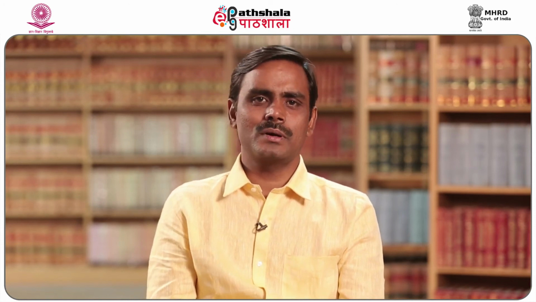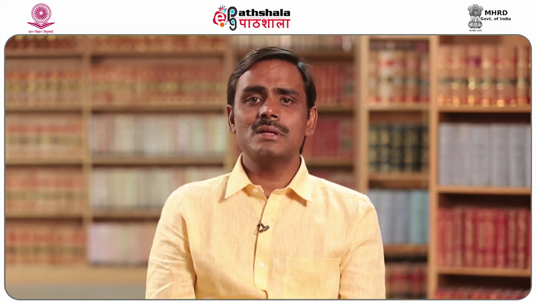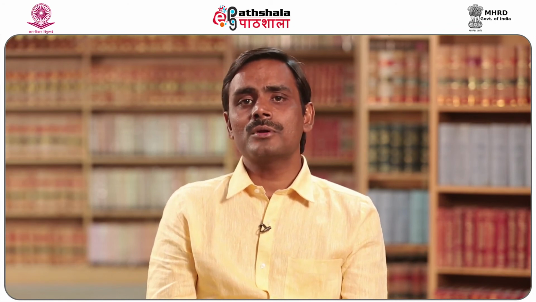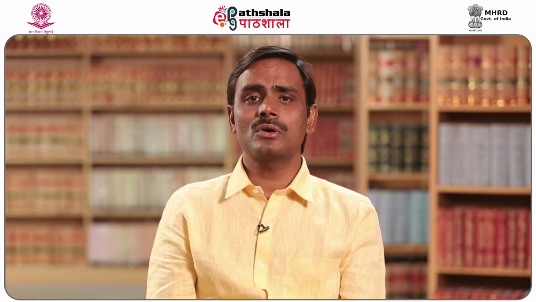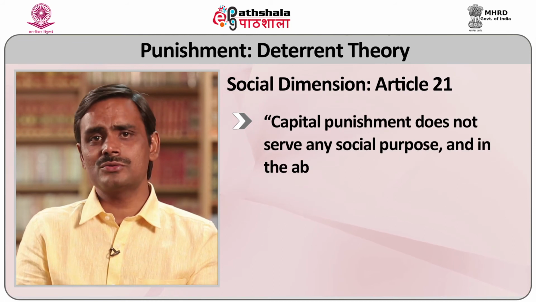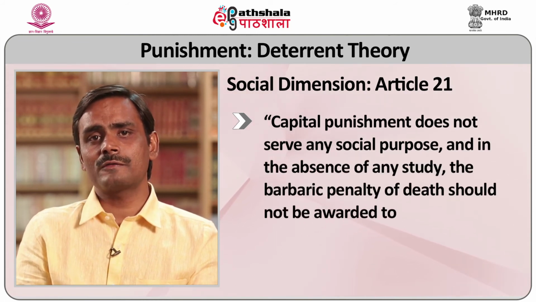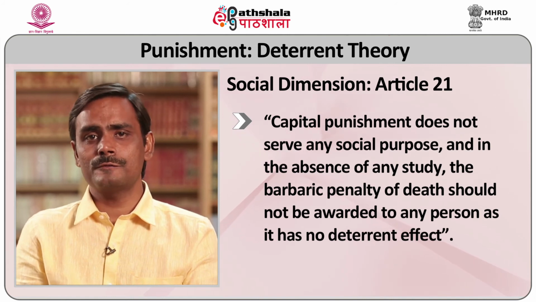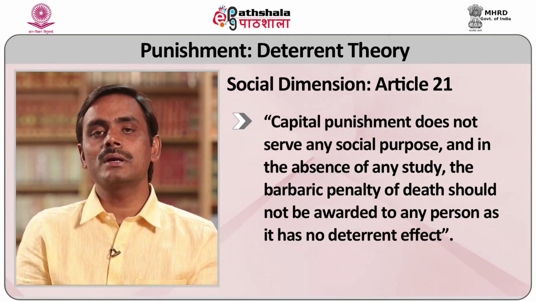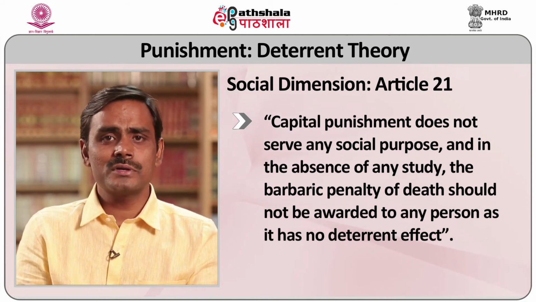However, it has been argued by many that it is debatable how far punishment acts as a deterrence among the people in any given society. For example, in Sasi Nair versus Union of India, one of the arguments put forth challenging the death penalty on the ground of being violative of Article 21 of the Constitution of India was that capital punishment does not serve any societal purpose, and in the absence of any study, the barbaric penalty of death should not be awarded to any person as it has no deterrent effect.